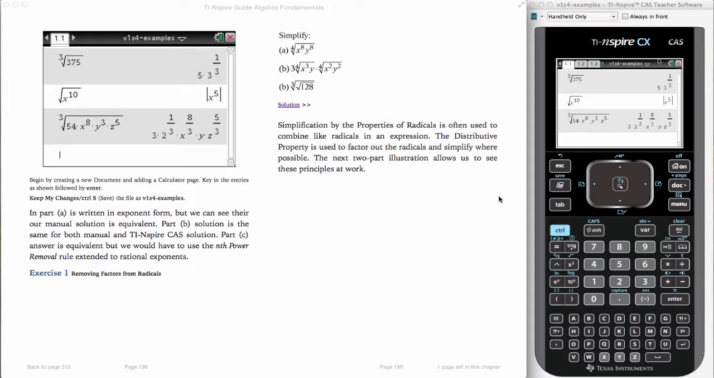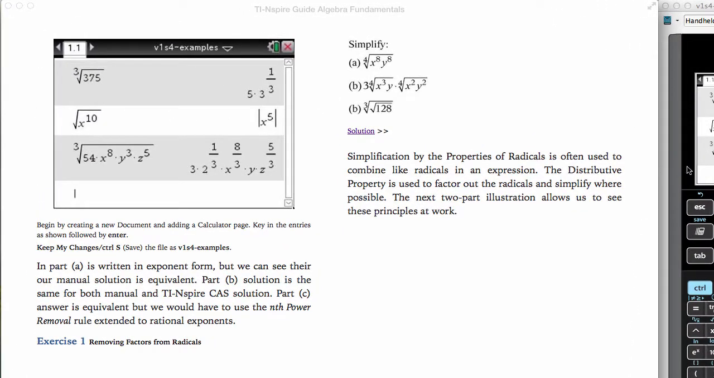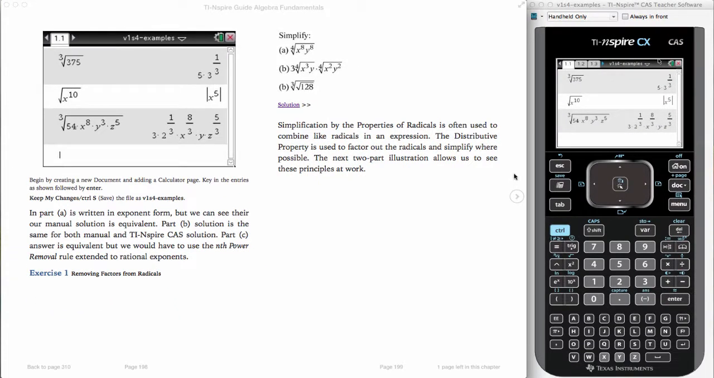Going to the next page, we see the same things over here in our calculator with the screenshot. Then we have some more problems that we can practice and go out and take a look at the solution to the problem. So again, you probably want to work these out and take a look at the solution.